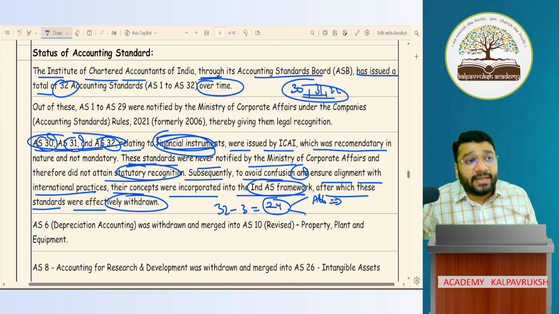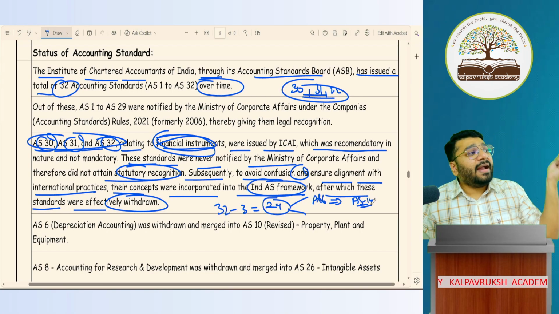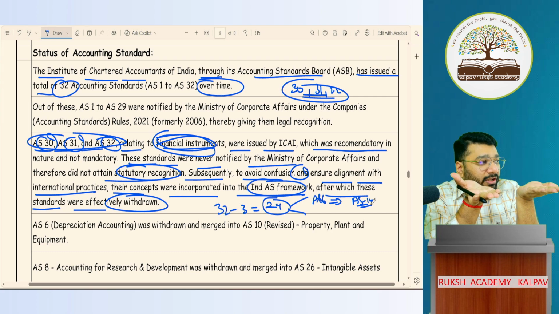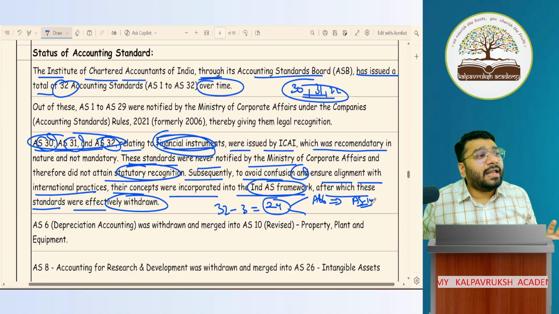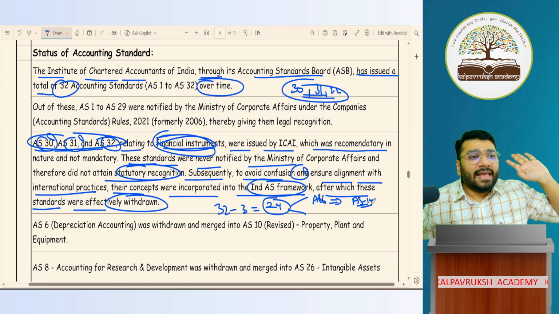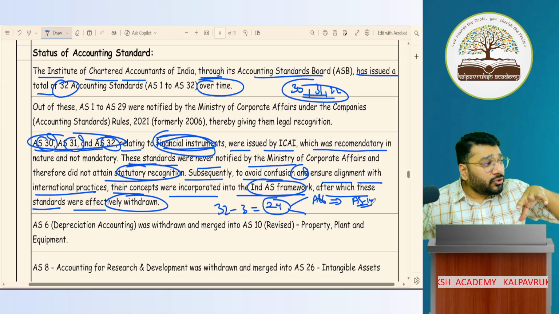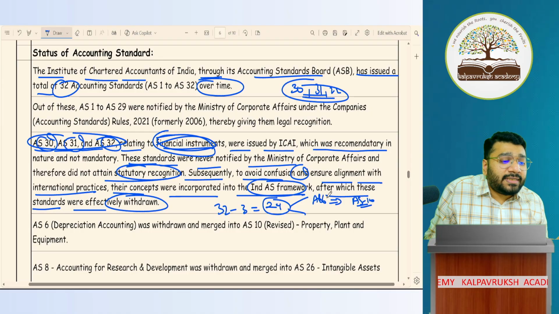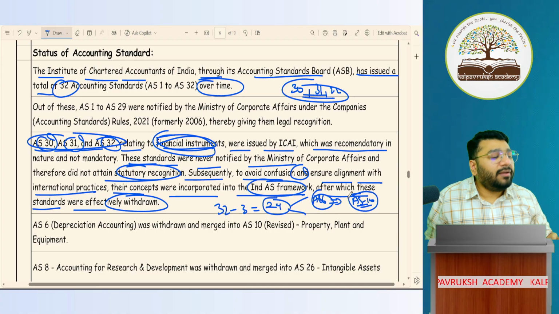Out of these 29 accounting standards, there are 2 accounting standards, namely accounting standard 6, which talks about accounting for depreciation. We merged that with accounting standard 10. Earlier we had accounting standard 6 for depreciation and accounting standard 10 for accounting for fixed assets. So we said, why do we have 2 different accounting standards? Why not merge both of them into one AS? And we gave a new name called property, plant, equipment. AS10 deals with property, plant, equipment, where we learn how to recognize the asset and also how to recognize the depreciation. So by that virtue, AS6 was withdrawn and merged with accounting standard 10.